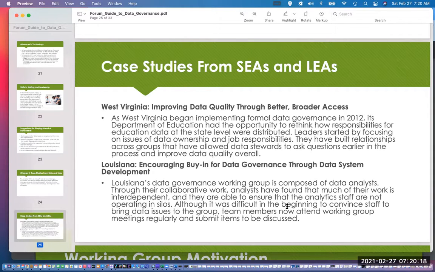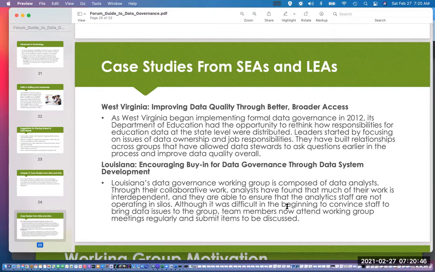Louisiana, encouraging buy-in for data governance through data system development. Louisiana's Data Governance Working Group is composed of data analysts. Through their collaborative work, analysts have found that much of their work is interdependent, and they are able to ensure that the analytics staff are not operating in silos. Although it was difficult in the beginning to convince staff to bring data issues to the group, team members now attend working group meetings regularly and submit items to be discussed.